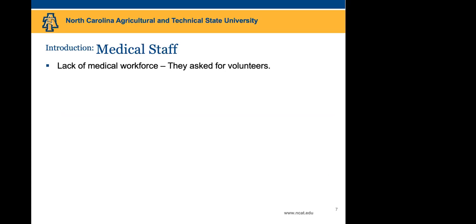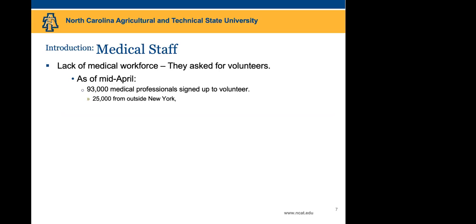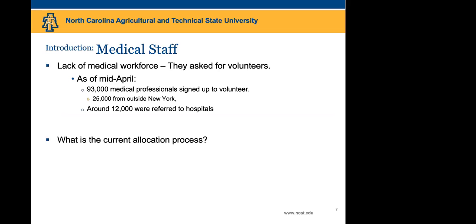The other problem was medical staff. They have a lack of medical workforce. They asked for volunteers. As of mid-April, he asked for 90,000 medical professionals. They signed up for volunteering. 25,000 were from outside of New York. Around 12,000 were referred to hospitals, and the others were not. So they asked for a lot, but at the same time, the expected number that they needed was about 45,000. So only 12,000 were referred to the hospitals, and there is also a lack in the processing.